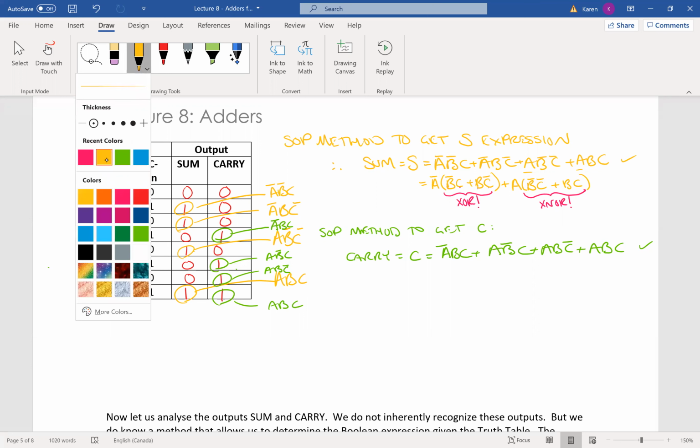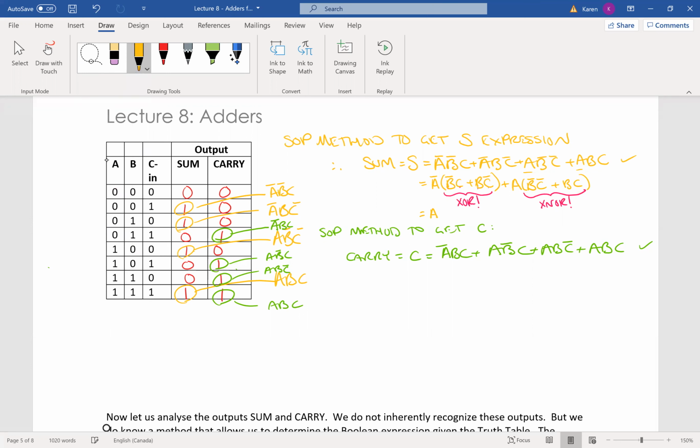So let's write another line now that we recognize those. This is B exclusive OR C. And this is B exclusive OR C, all inverted.